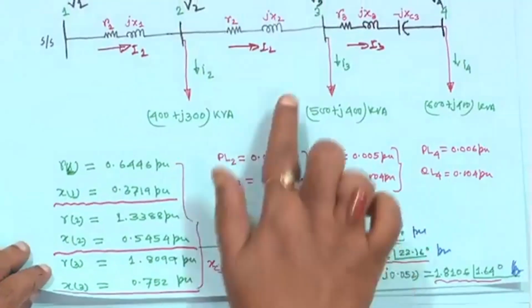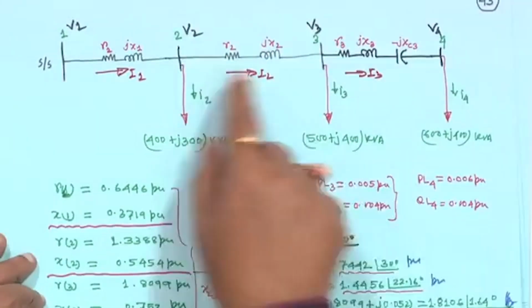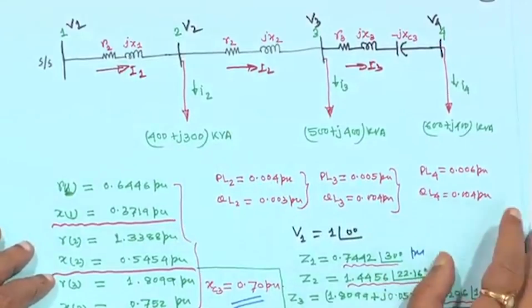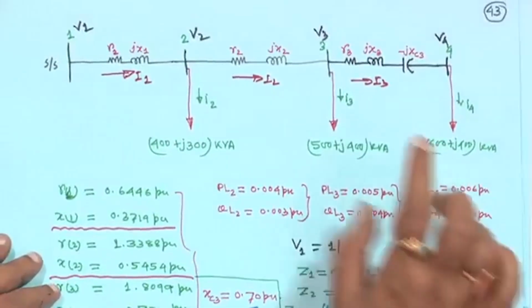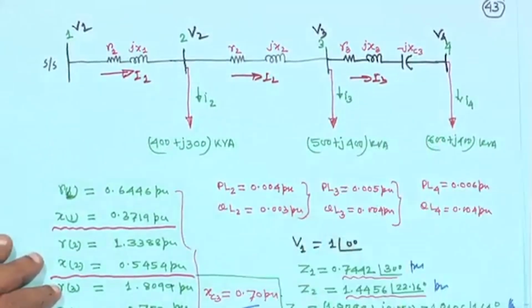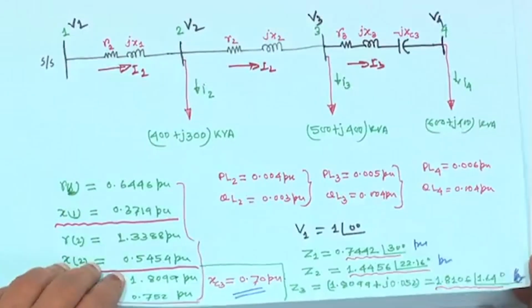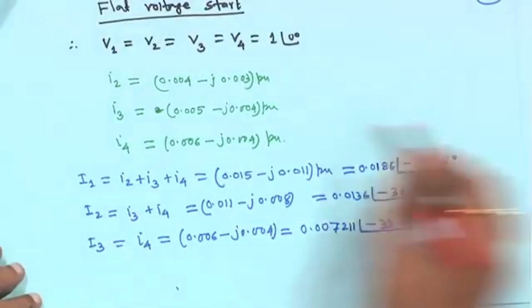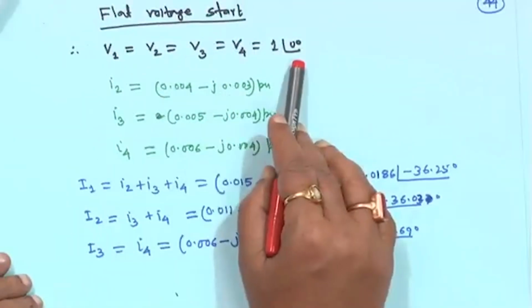Okay. So, with this XC3 value we will compute all the values. Two methods of load flow we have used, and one shunt capacitor example I have given, and this one we have also given, very simple thing. So, flat voltage start. In this case we are taking the same thing, that 1 angle 0 for all the voltages.